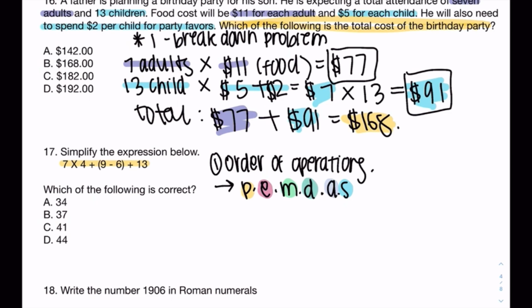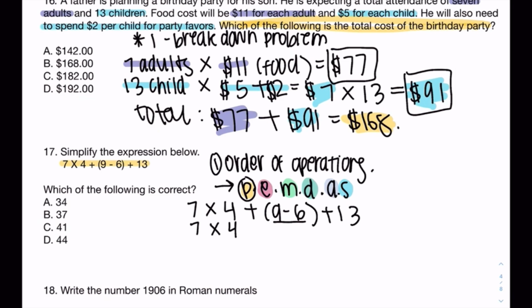Alrighty, so as always, I'm going to take that number and bring it down. So the first thing on our list is going to be parentheses, the P. So let's see, we do have a pair of parentheses, which is just 9 minus 6. So we're going to rewrite as always, 4 plus 9 minus 6 is 3 plus 13. Alrighty, now got our parentheses done.